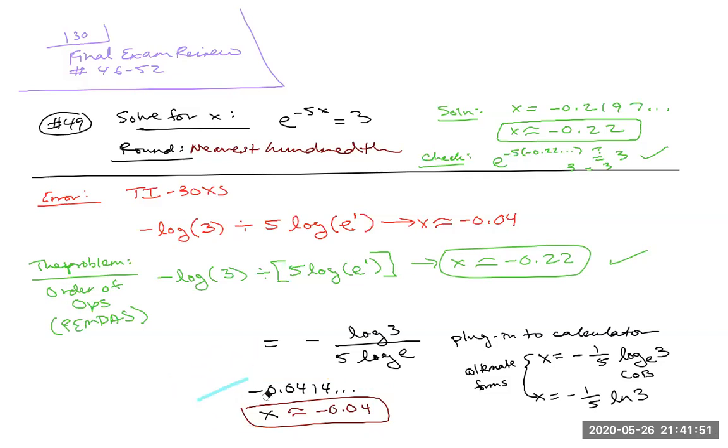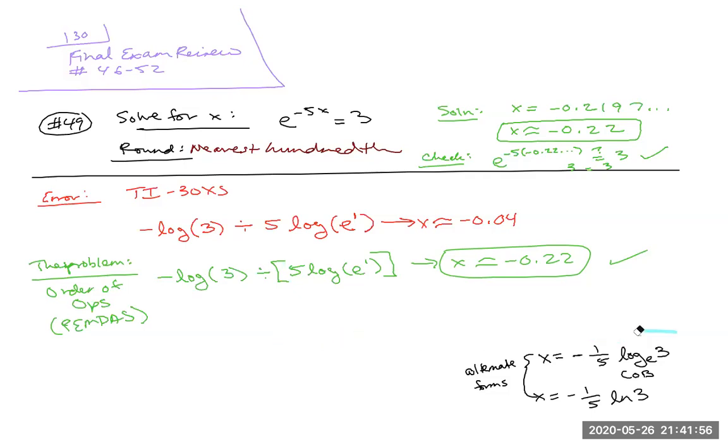So definitely check these things. Use your calculator to practice. And if you do find that you're having issues with this, let me know, because it's probably an order of operations issue. I believe I said I was going to do number 50 in a separate video. So I'm going to go ahead and stop this one. I'm just going to do 50 separately, and then I'll do 51 and 52.